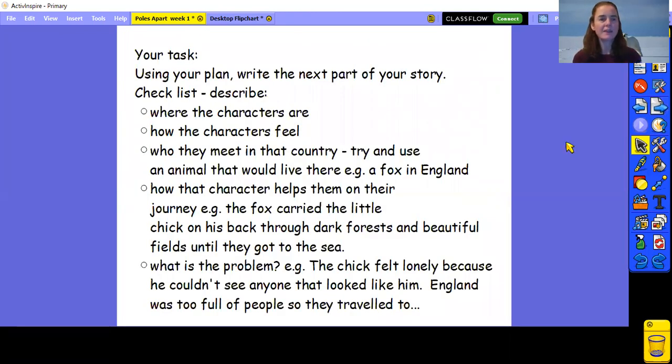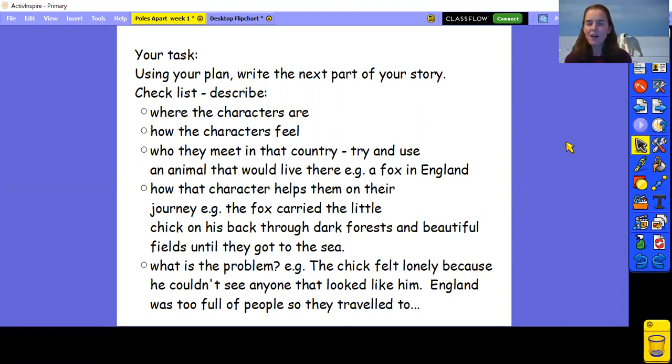So your task is to use your plan to write the next part of your story. I want you to concentrate today on just describing the first country they arrive in and who they meet and what the problem is. The reason I don't want you to write about all your countries is I don't want you to rush your story. It's really important that each part is well described and you take your time over it.